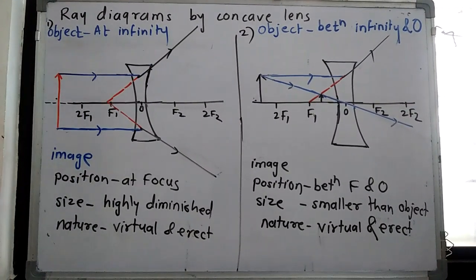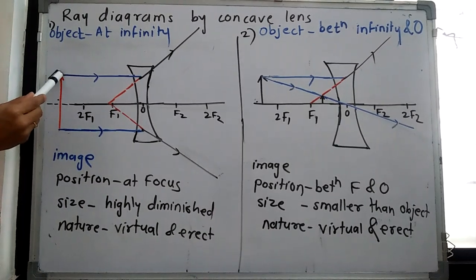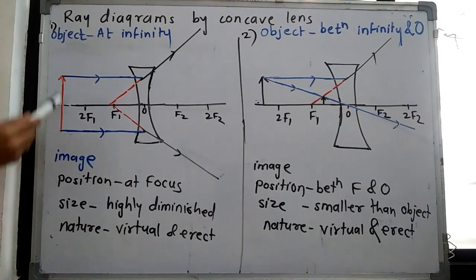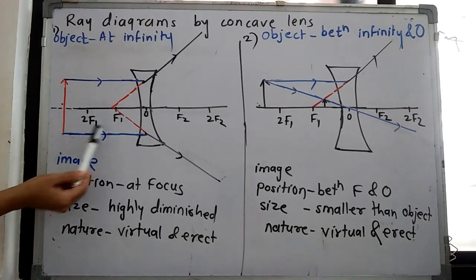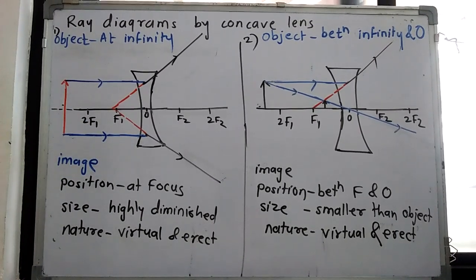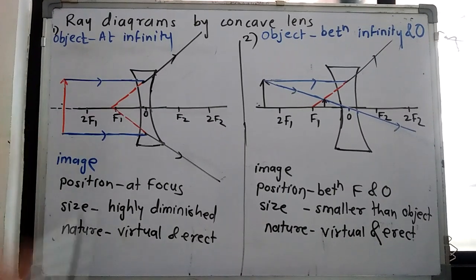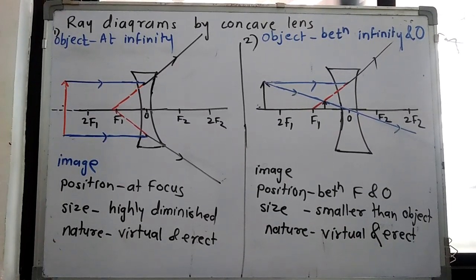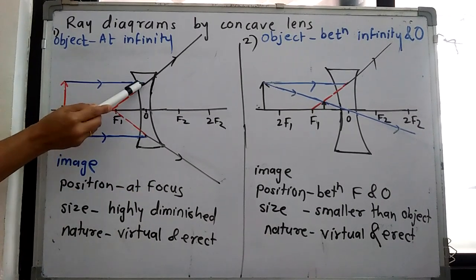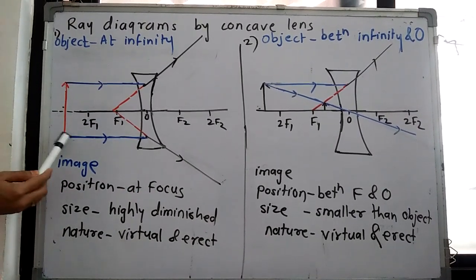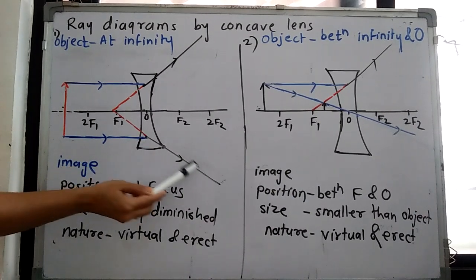Now in first case we have to keep the object at infinity. So object is at infinity. When object is at infinity, rays are always parallel. So these two are the rays parallel to the principal axis. And this is concave lens. Concave lens is a diverging lens. So refracted ray would get diverged. This is incident ray. This is refracted ray. This is incident ray. This is refracted ray.